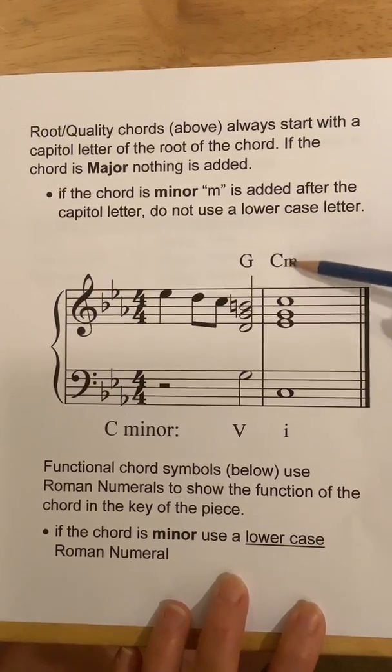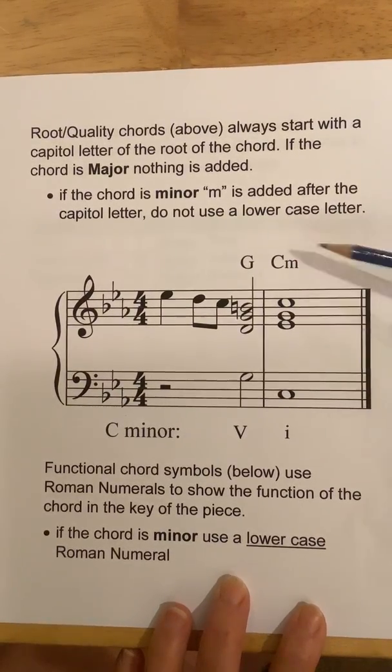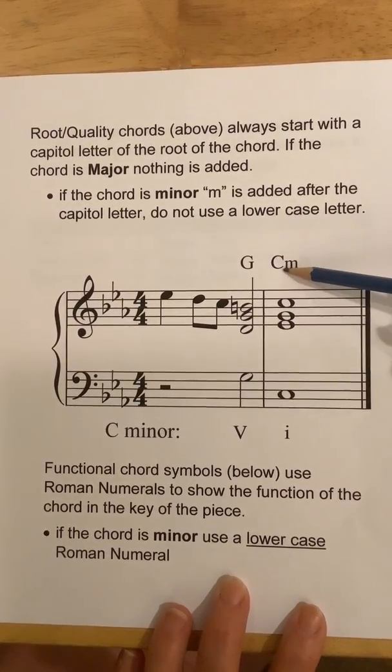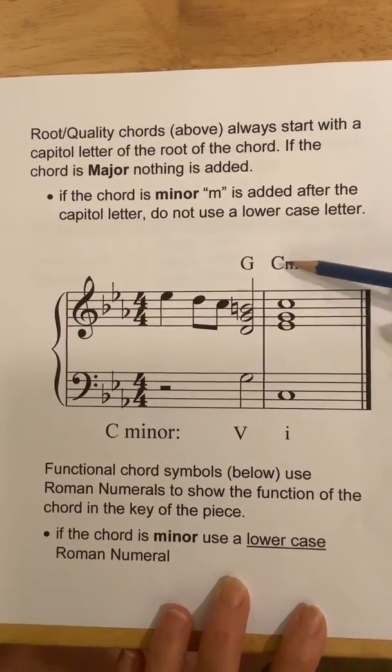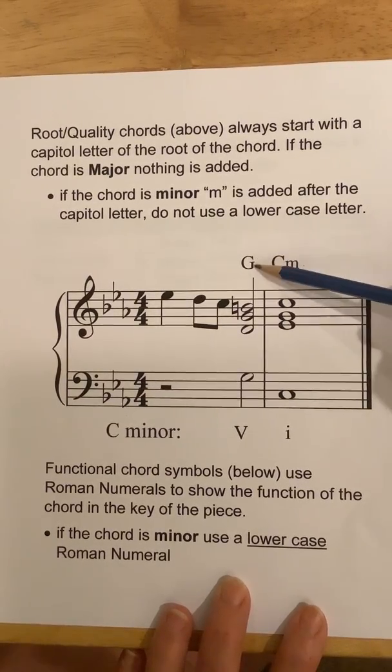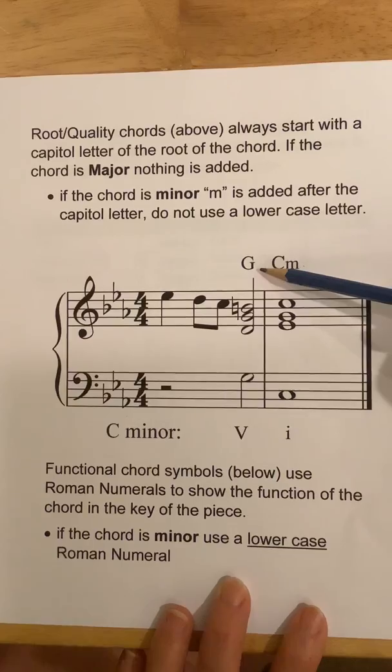So now I put a little M beside this capital C. So the capital C tells me that it's a triad that starts on C. The M tells me it's a minor triad. So the root of this triad is C. It's a minor. The root of this triad is G. There's nothing after it. That's a major.